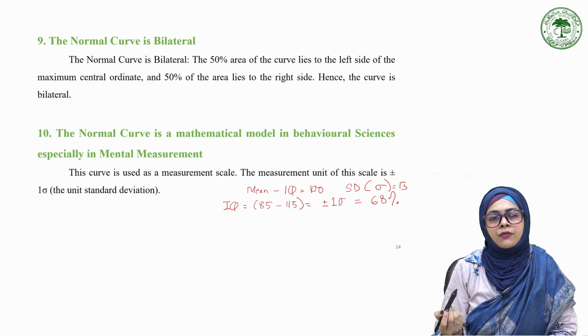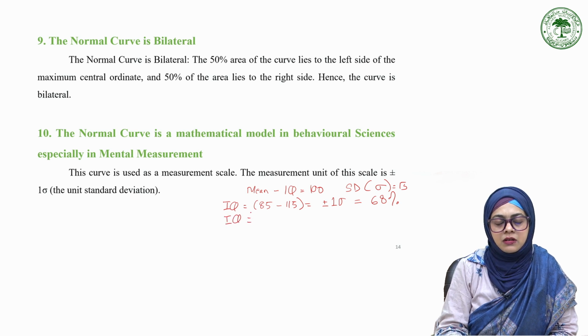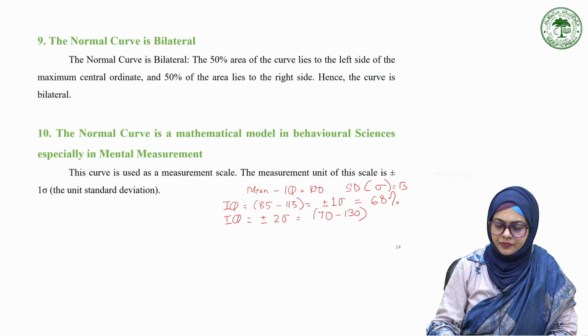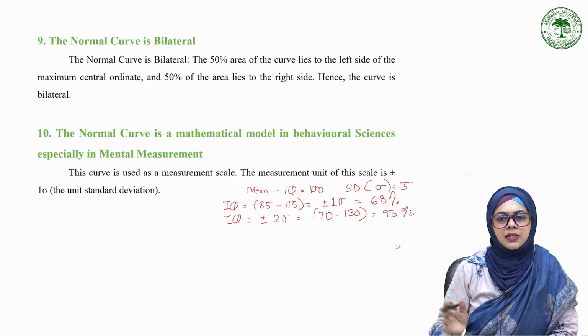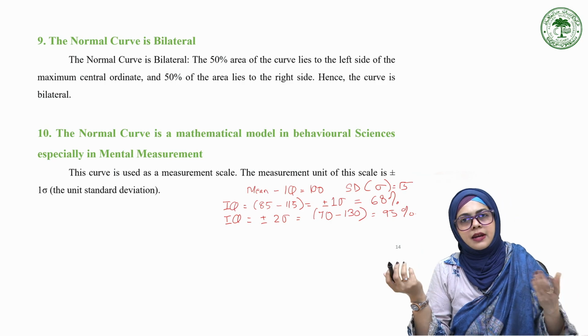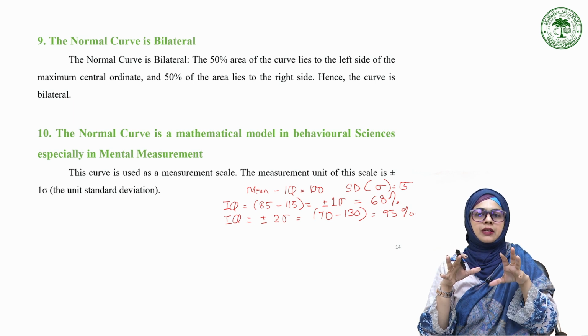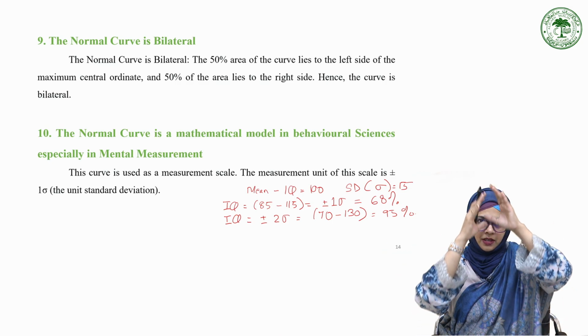Similarly, if you want to find out the IQ score of the second standard deviation, which is plus minus 2 standard deviations, you can calculate it. It will come around 70 to 130, right? Which is equal to 95% lying in this particular range. And of course, for the third standard deviation, you calculate yourself and you'll find that 99% of people lie within it, in your bell curve.